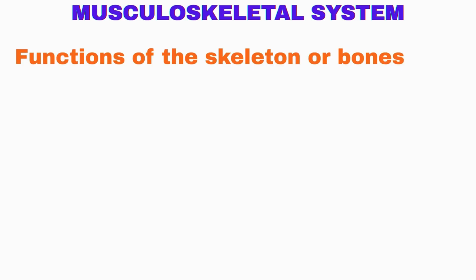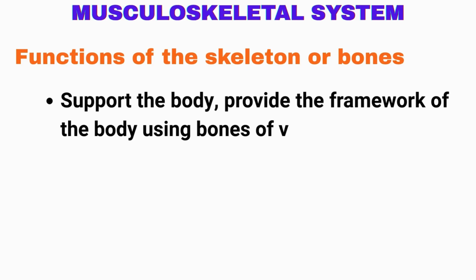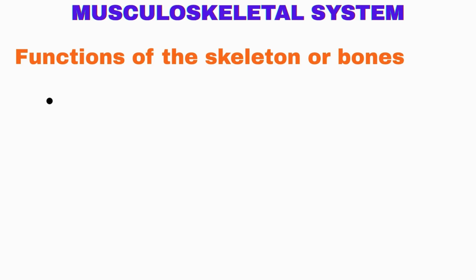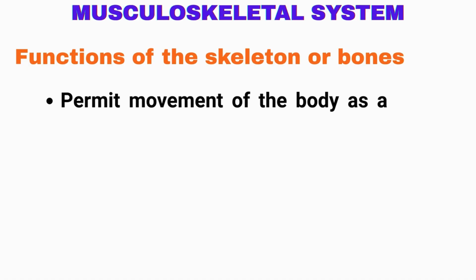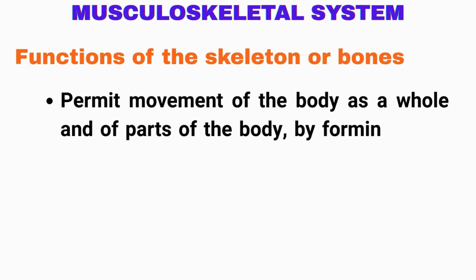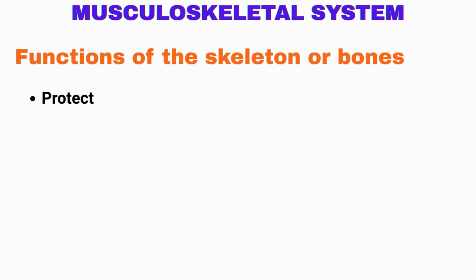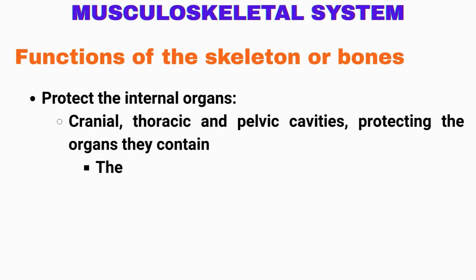Now we will see the functions of the skeleton or bones. It supports the body, provides the framework of the body using bones of various shapes. It gives shape to the body. It provides attachment for muscles and tendons. It permits movement of the body as a whole and of parts of the body by forming joints that are moved by muscles. It protects the internal organs. It forms the boundaries of the cranial, thoracic and pelvic cavities, protecting the organs they contain.